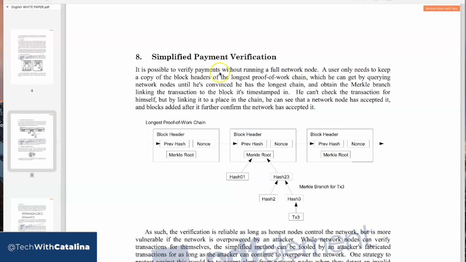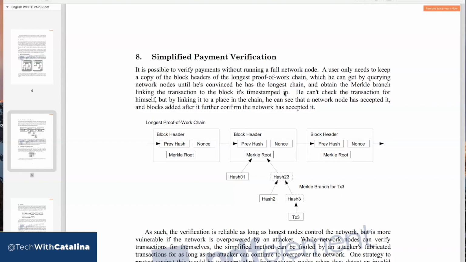So in order to verify payments, you don't need to run a full node. You can use this simplified payment verification that Satoshi is describing. And he also says a user only needs to keep a copy of the block header of the longest proof of work chain, which he can get by querying network nodes until he's convinced that he has the longest chain, and obtain the Merkle branch linking the transactions to the block each time in.